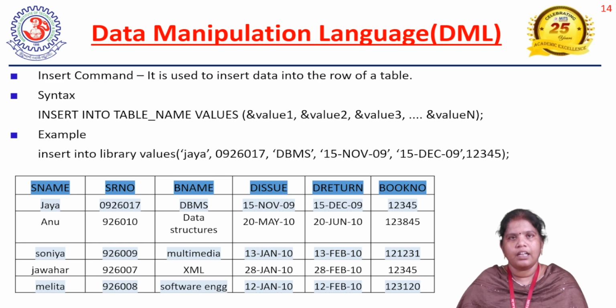So Jaya, student roll number 09260117, subject DBMS, date of issue is 50 November 09, and date of return is 50 December 09, and 1234 is book number. So by using the insert command, we have inserted the table with 5 values.